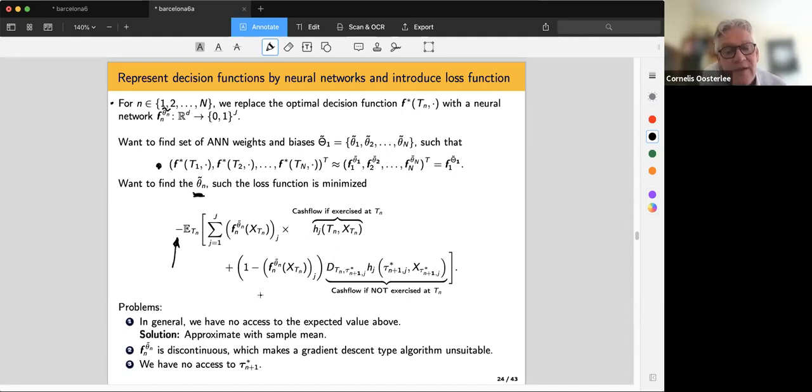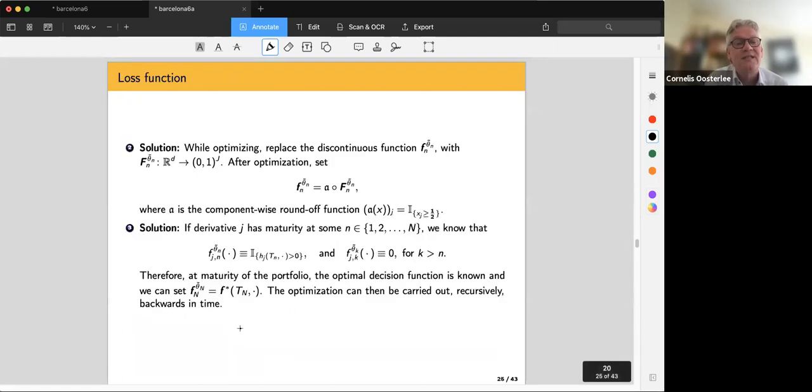However, in general, we do not have access to the expected value here, so we approximate it by the sample mean. Unfortunately, Fn is discontinuous, because we have these zeros and ones. That makes gradient descent type algorithms unsuitable. Moreover, we have no access to tau star at n plus 1: when we are at n, we do not yet know tau star at n plus 1. For each of these problems we have a solution. For 2 and 3, the solution is on the next slide.